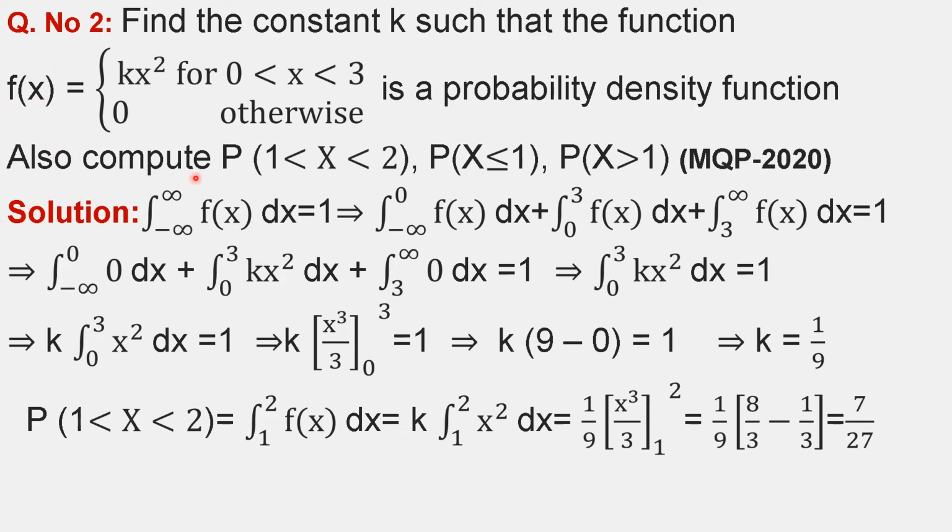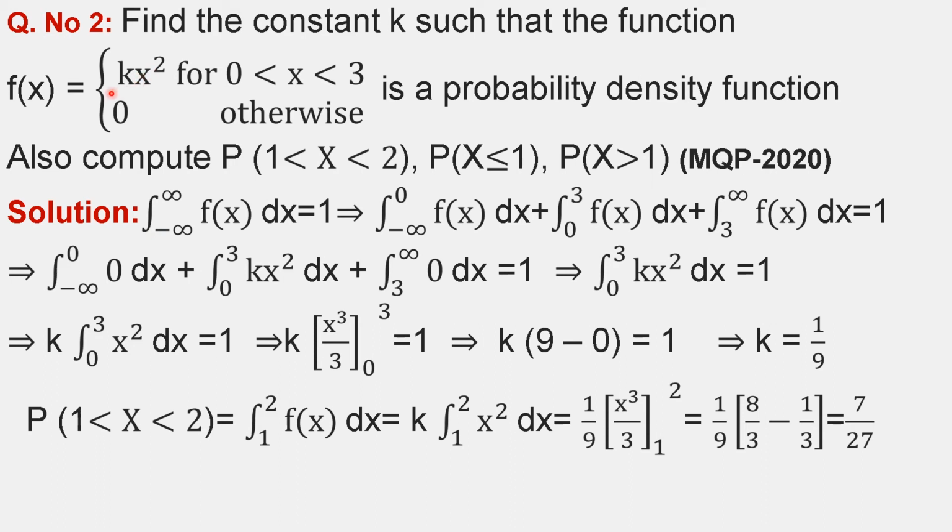Then compute the probability that x will be greater than 1 and less than 2, the probability that x varies in the interval 1 to 2, the probability that x will be less than or equal to 1, and the probability that x is greater than 1. Students, remember that it is a question from the model question paper of 2020.